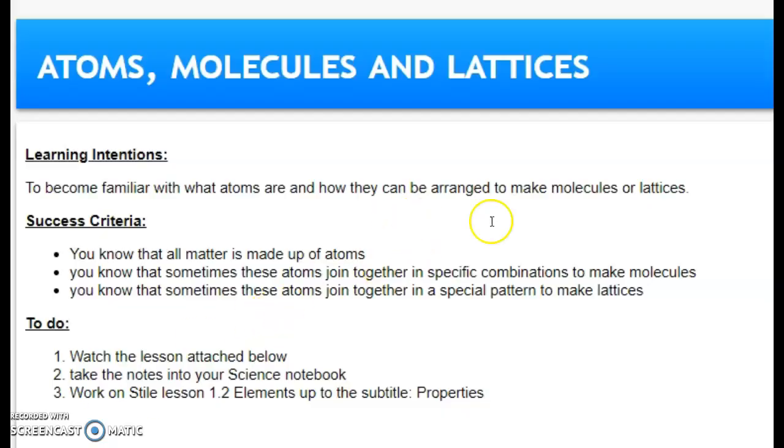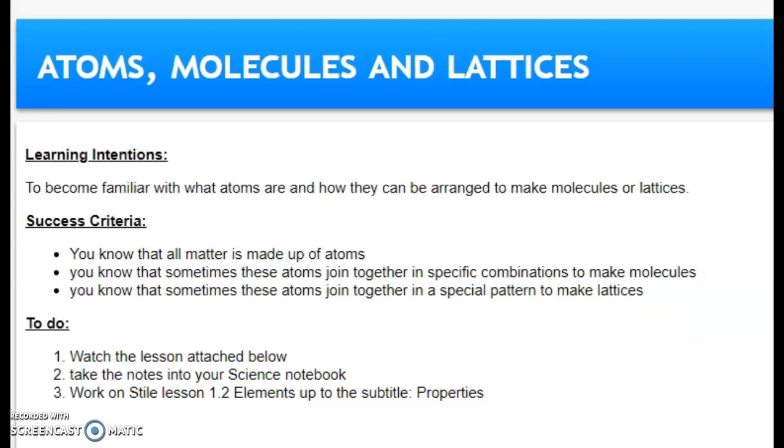If you look on Sectors, you'll see that what I want you to do today is become familiar with what atoms are and how they can be arranged to make molecules or lattices. To do this successfully, you need to understand that all matter is made up of atoms. We're not necessarily going to get into the subatomic particles, but I want you to understand that all matter is made of atoms. Sometimes these atoms will join together in specific combinations. For example, to make carbon dioxide, you have to have the very specific combination of one carbon and two oxygen atoms to make that carbon dioxide molecule. You also need to be aware that sometimes these atoms join together in a special pattern to make a lattice. We'll go into that and explain what a lattice is.